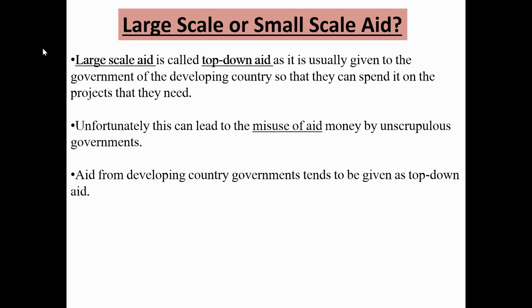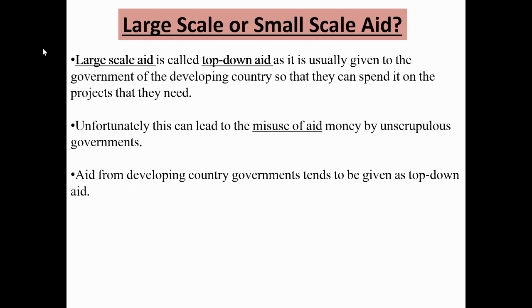Okay, so this is what we talk about as misuse: not using it for the purpose it was intended, and that's a big problem with top-down aid. MEDCs often give top-down aid because often the government of a developing country is in the best place to know where that money should be spent, maybe better than someone living in Europe who doesn't understand the way that country works, but it does mean that money can be stolen or used for something it shouldn't be used for.